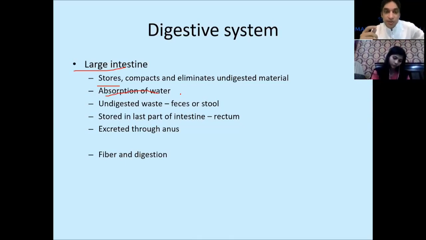So the feces or stool is also stored in the last part of the intestine, which is called the rectum, and then it is released and excreted through the anus. The large intestine is also the home of lots of important bacteria. It might be very weird news for you, but we are carrying hundreds of thousands of bacteria within our large intestine. It is their home, it is their world.